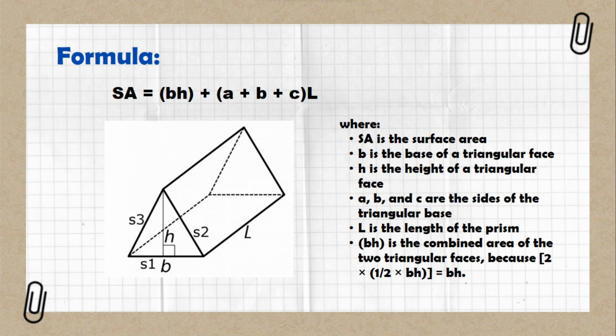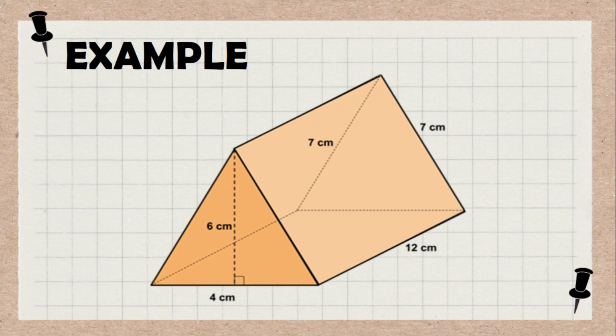So the BH in the formula, or the base times height, is the combined area of the 2 triangular faces. Example: given a triangular prism where the base is equal to 4 cm, the height of the triangle is equal to 6 cm, while side A and side C are equal to 7 cm, and the length of the prism is 12 cm. In this case, the base and the B in finding the perimeter of the triangle have the same value.